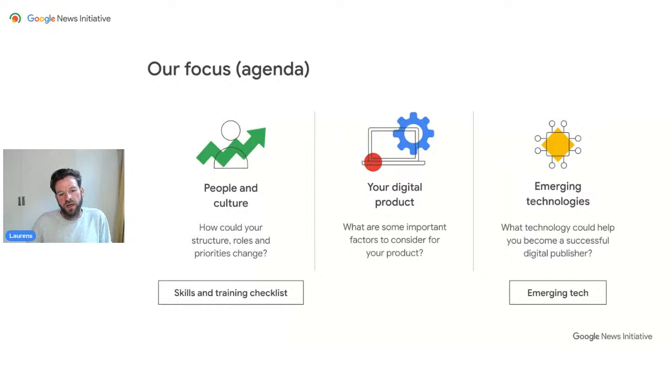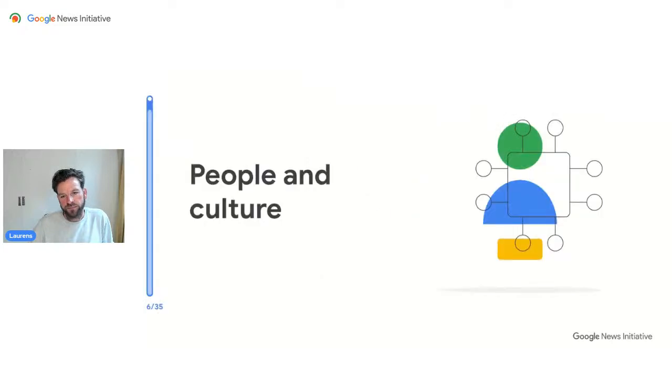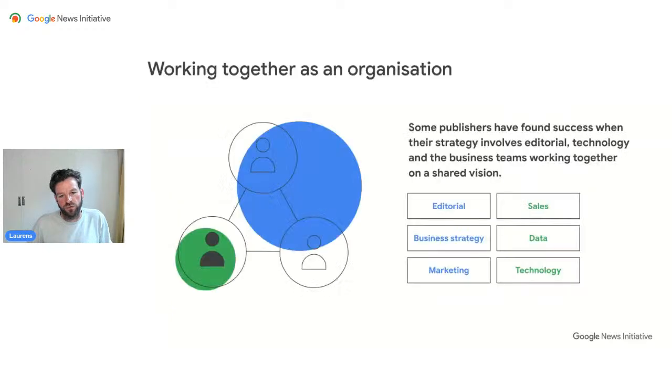First question would be, how could your structure, roles, and priorities change now and in the near future? Second question, regarding your digital product, what are some important factors to consider for your product? And thirdly, on emerging technologies, what technology could help you become a successful digital publisher? Now, let's go into the first topic, people and culture. Let's start with a look at people and culture in your newsroom.